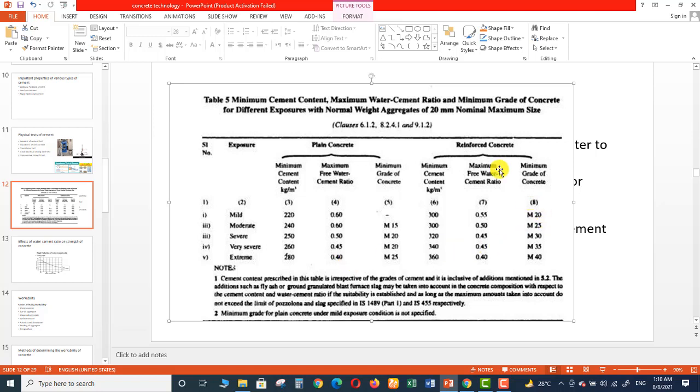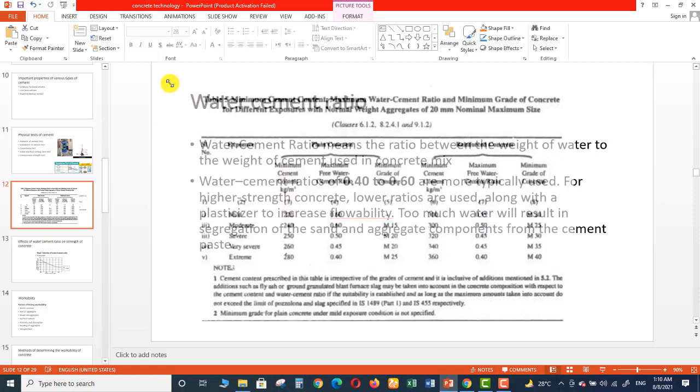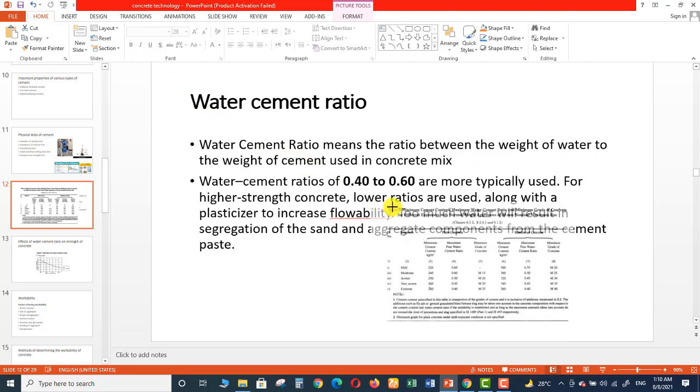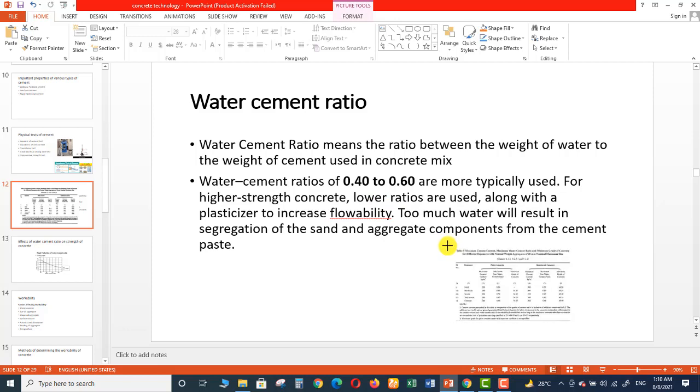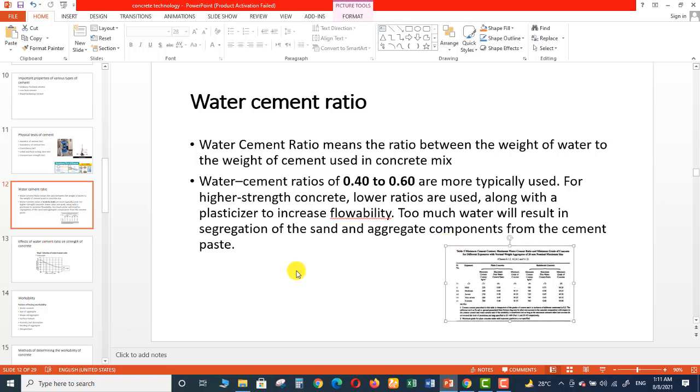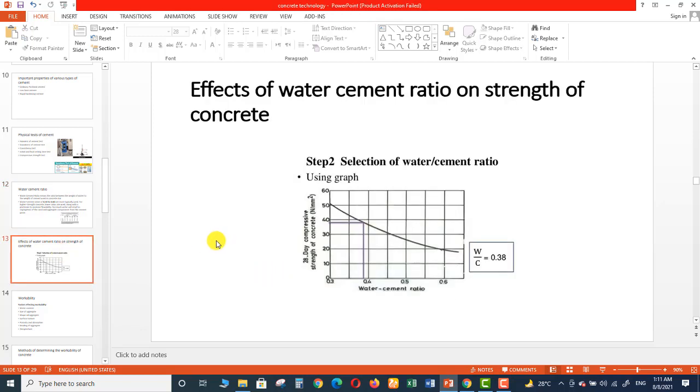Similarly, in reinforced concrete too, as the compressive strength of concrete is increasing, the water cement ratio is decreasing. So the important point we need to remember is that the water cement ratio decreases with the increase in the compressive strength, or in other words, with the increase in the compressive strength of concrete, the water cement ratio decreases. So both are inversely proportional. So let's see the effect of water cement ratio on strength of concrete.